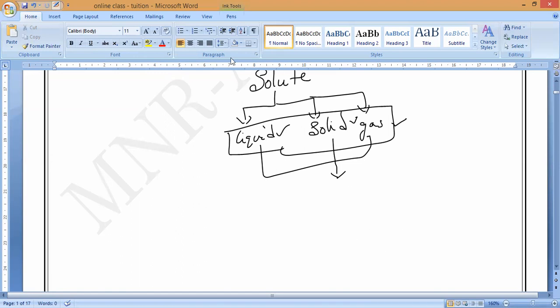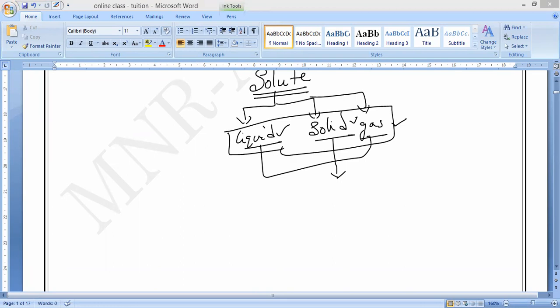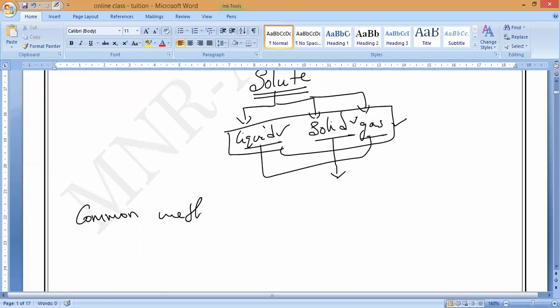Everybody, will you accept it, Daron? Yes, sir. So, depending upon the solute, what kind of solute is dissolving, either liquid, gas or solid, we are going to find the concentration. Understanding? The concentration of a solution can be expressed in a number of different ways. The most common way of expressing the concentration of a solution is the percentage method.